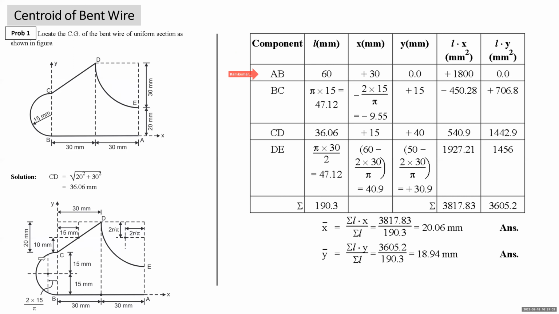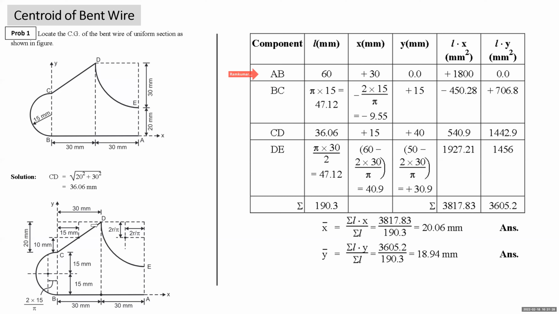Then we come to arc length BC. Right. BC part, its length will be pi r. Pi r is 47.1. X coordinate is measured left of y-axis, that is minus 2r upon pi. R is 15, minus 9.5. Y coordinate is measured from x-axis, so centroid of this semicircular arc is above x-axis by 15, so plus 15 will be y.